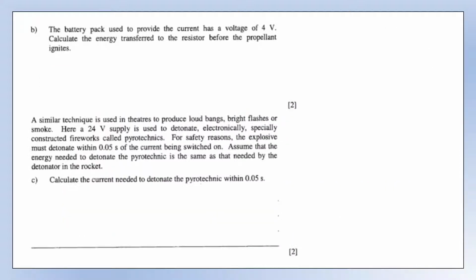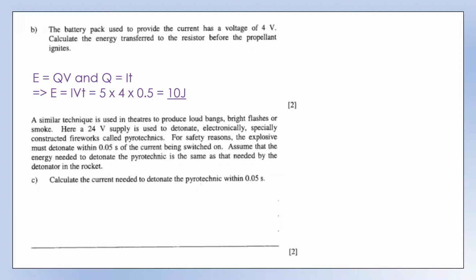Okay, so the battery pack used to provide the current has a voltage of 4 volts. Calculate the energy transferred to the resistor before the propellant ignites. So I'm going to use these two equations here, E equals QV and Q equals IT. Put those together, we get E equals IVT, and then we can put the numbers in and we can see it comes out as 10 joules.